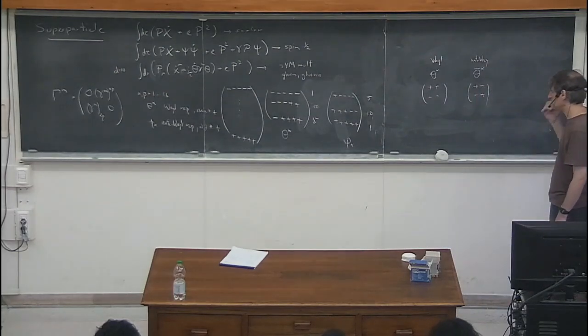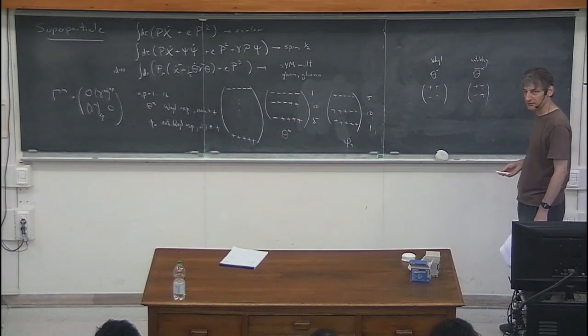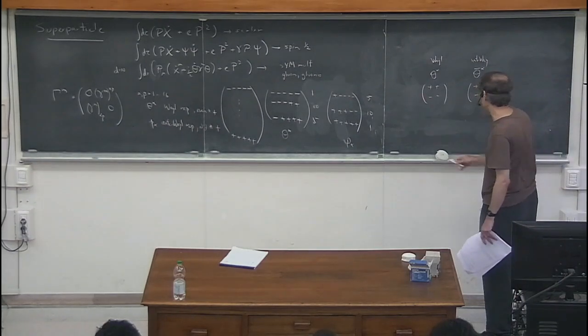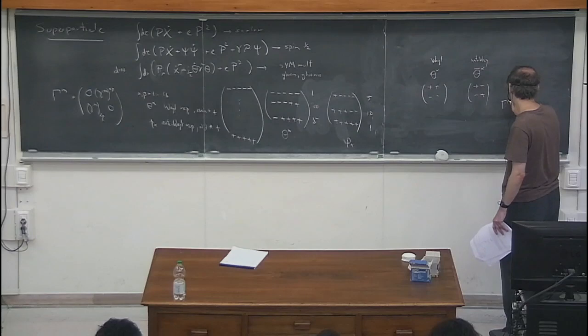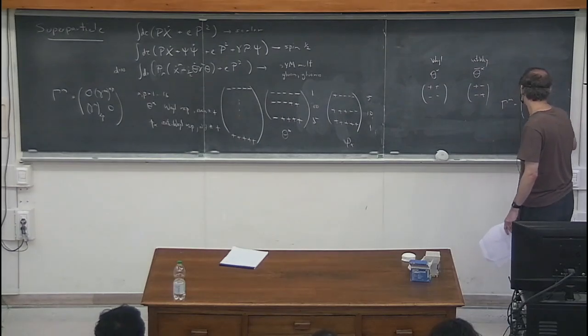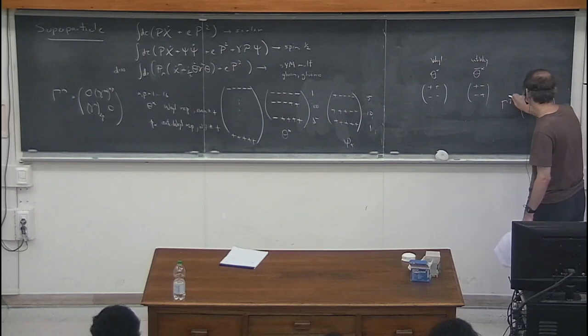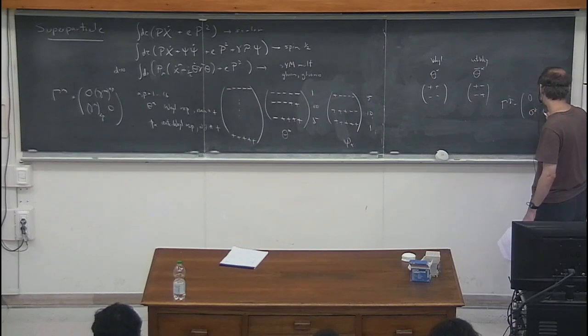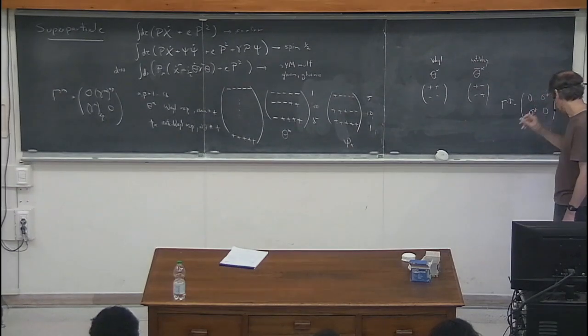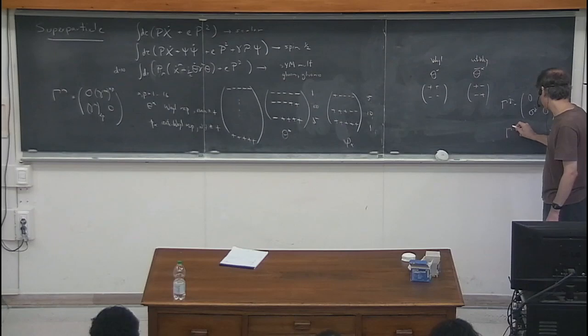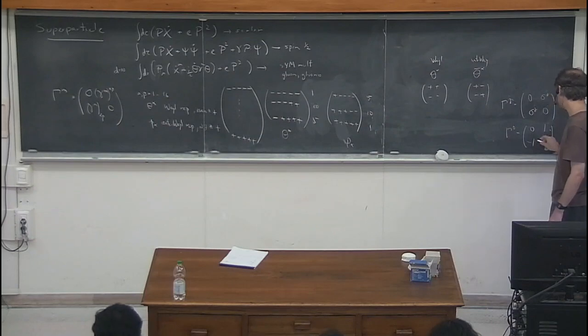And now let's see what the gamma matrices look like in 4 dimensions. The gamma matrices in 4 dimensions are similar. For j equals 1 to 3, it's just the Pauli matrices. And in the 0 direction, this is either 1 or minus 1. So these are 2 by 2 matrices.